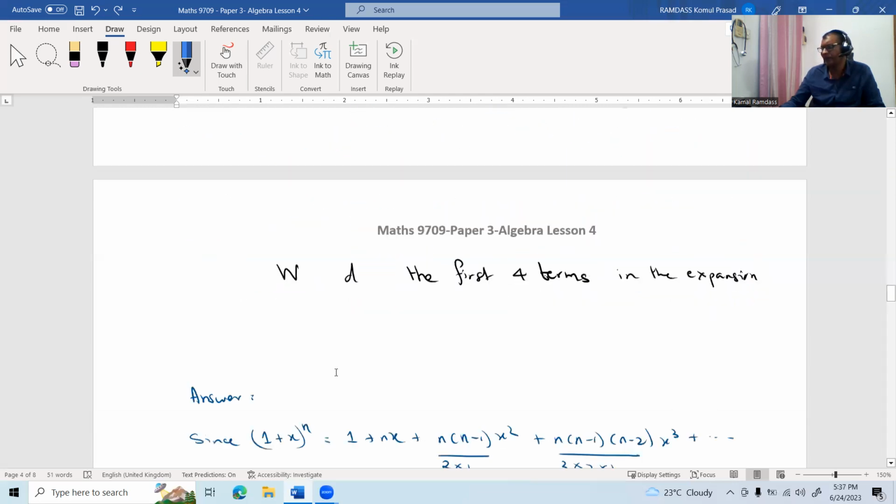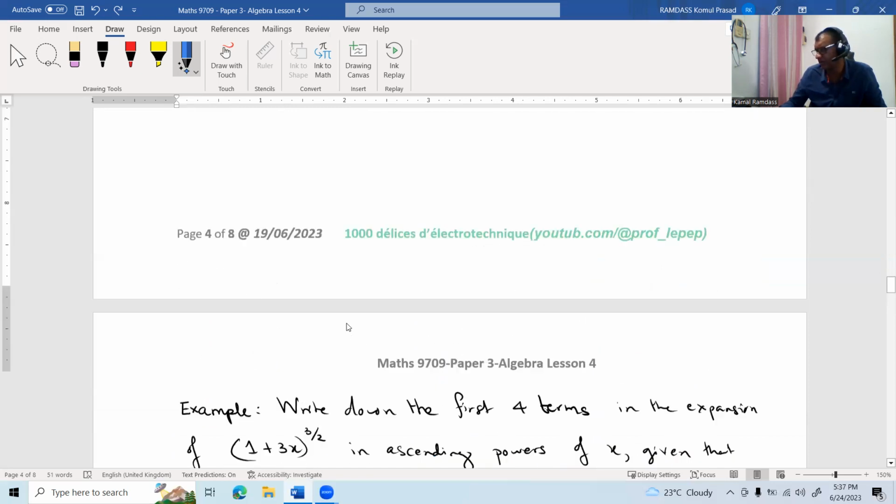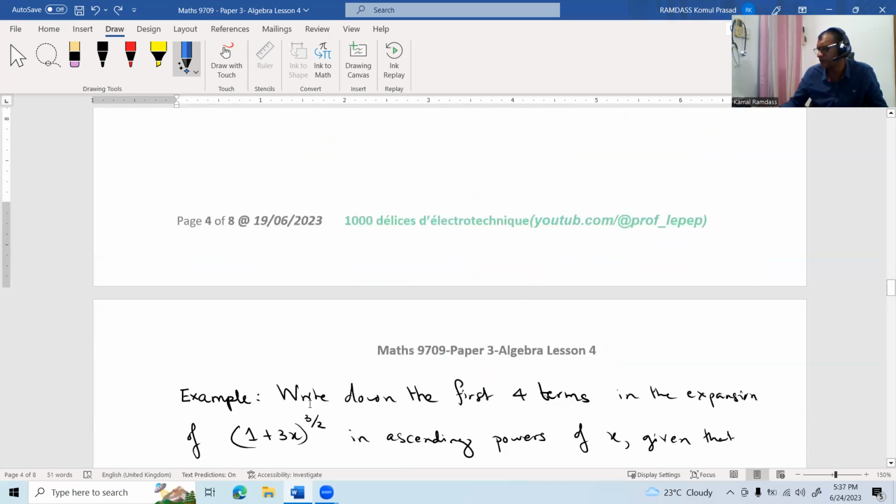OK. Et là, maintenant, nous sommes capables de faire une question. Write down the first 4 terms in the expansion. Parce que the expansion is an infinite series. Et nous pas dire, nous write down so many terms. Soit pour first 4 terms, soit pour first 3 terms, etc.